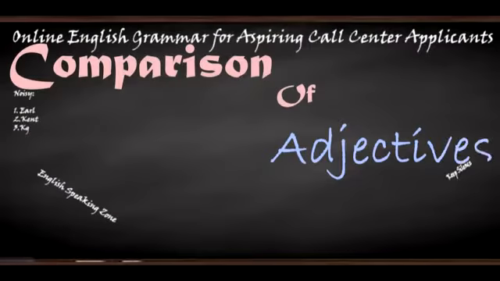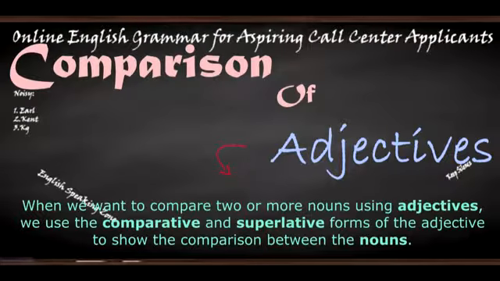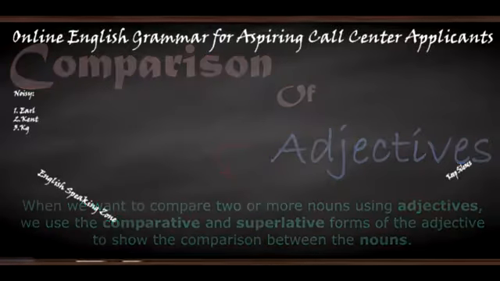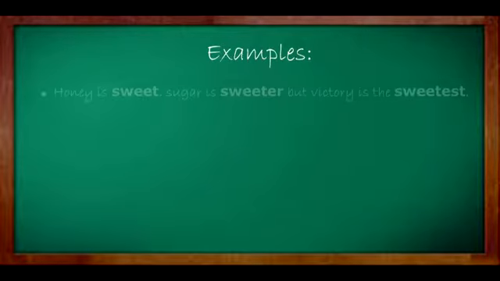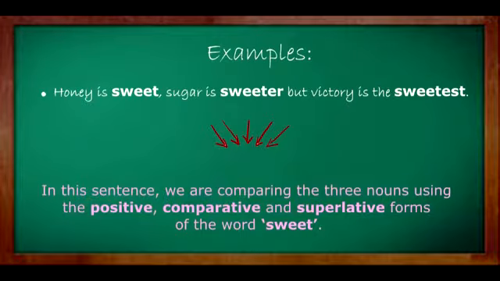Comparison of adjectives. When we want to compare two or more nouns using adjectives, we use the comparative and superlative forms of the adjective to show the comparison between the nouns. Example: Honey is sweet, sugar is sweeter, but victory is the sweetest. In this sentence, we are comparing the three nouns using the positive, comparative, and superlative forms of the word sweet.